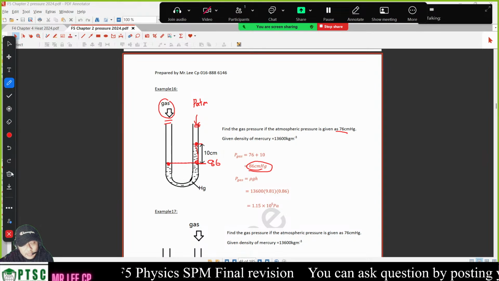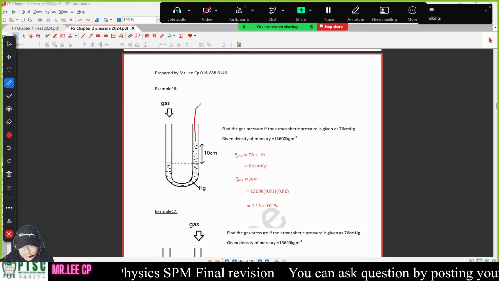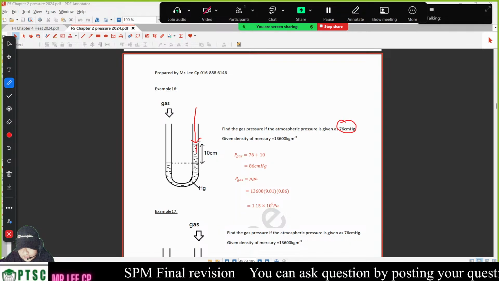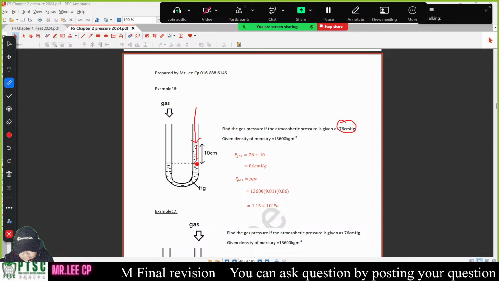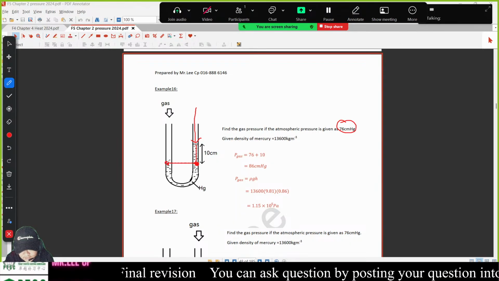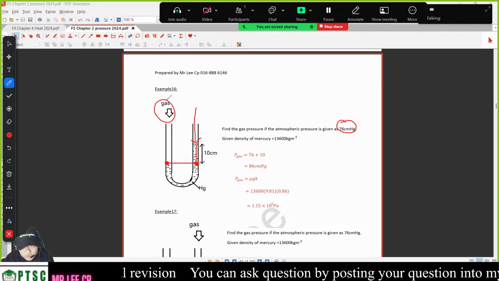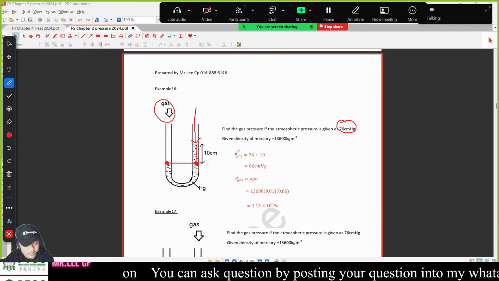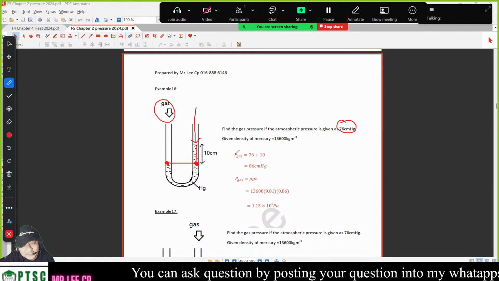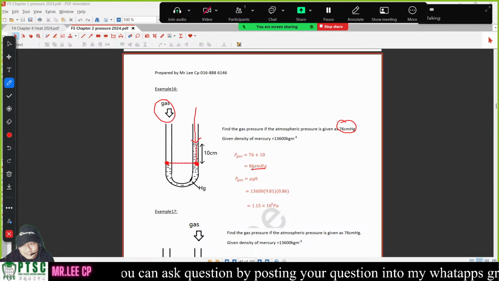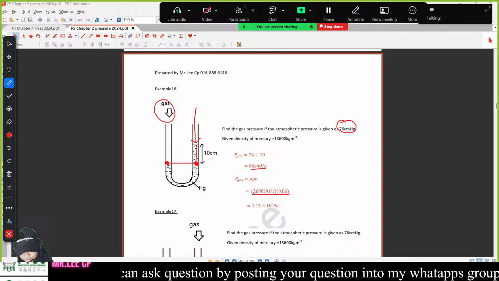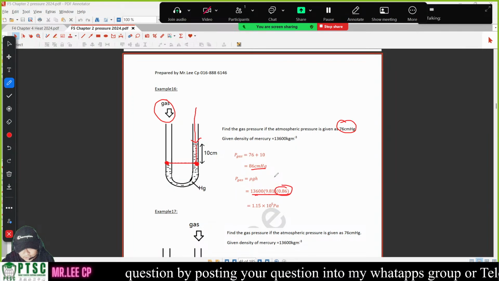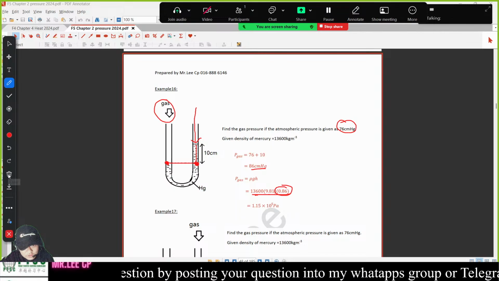I repeat one more time. This is atmospheric pressure here, 76. At 10 lower, it is 86. Same level, same pressure. So you have found the gas pressure, 86. Want to change to Pascal? Rho g h, and h must be in meters. Make sure.